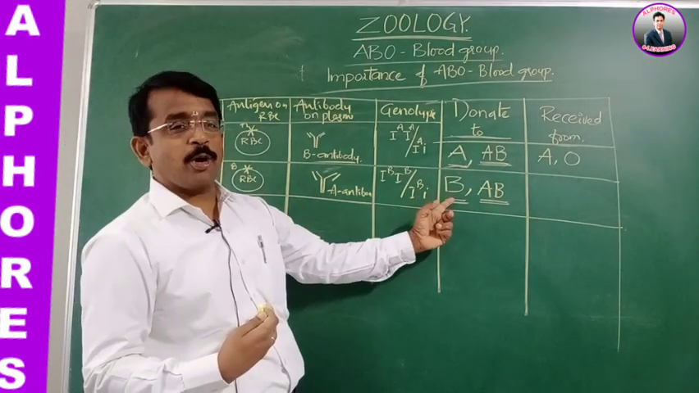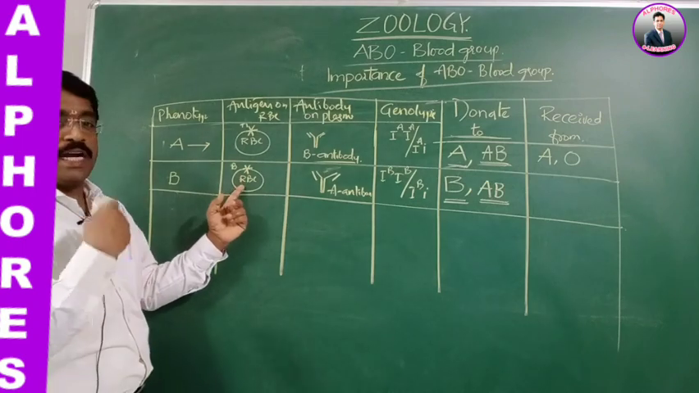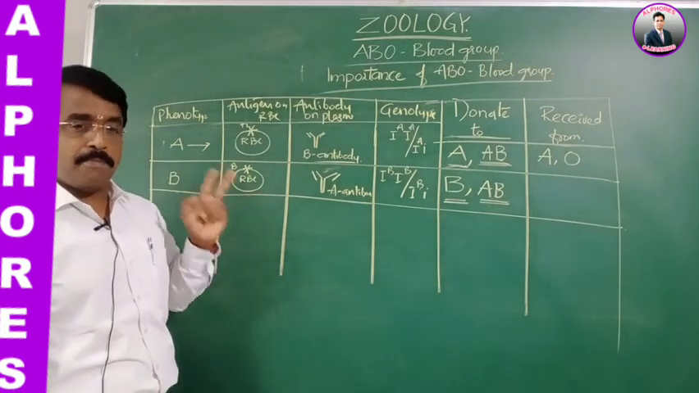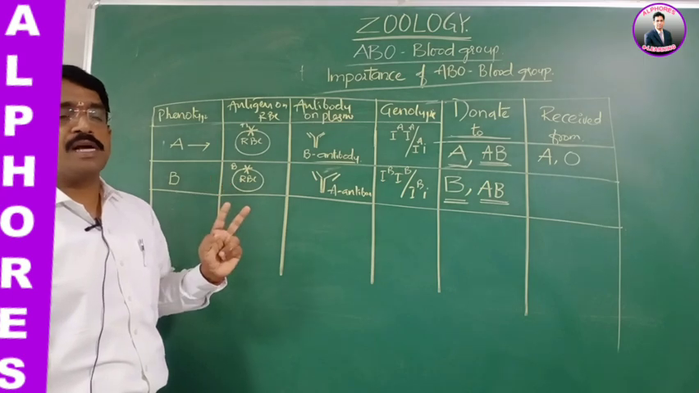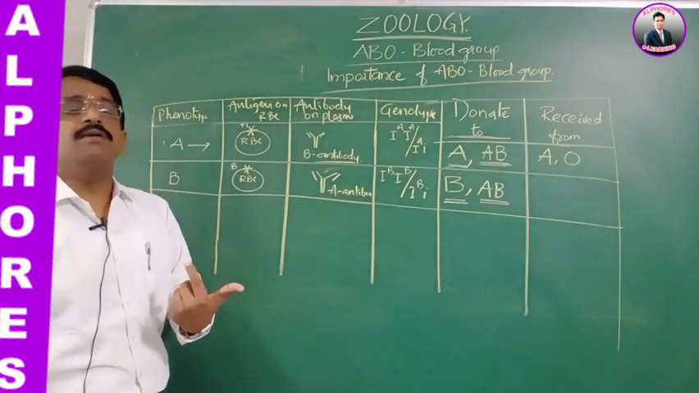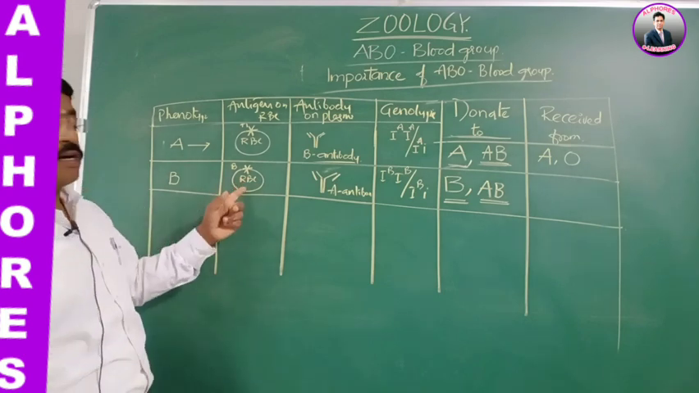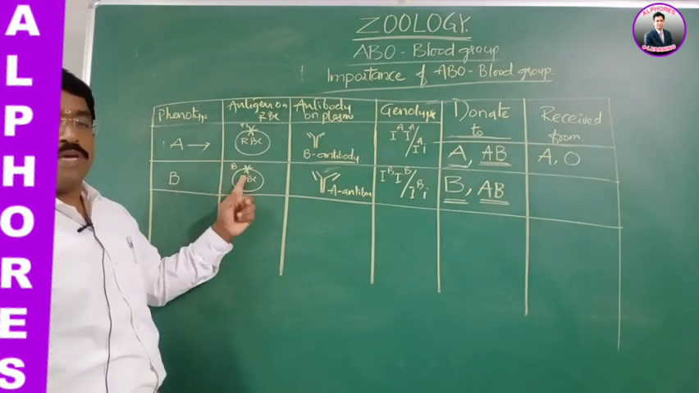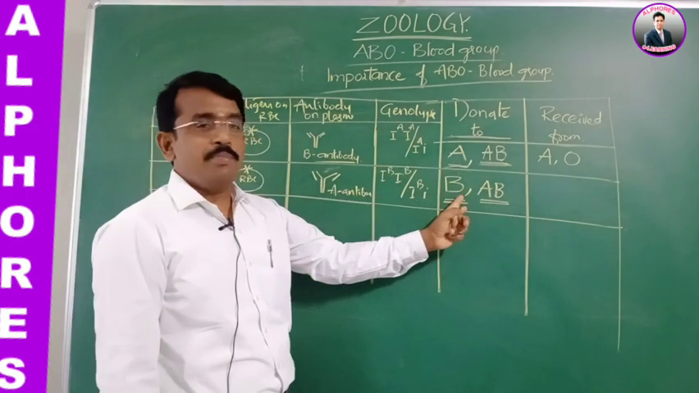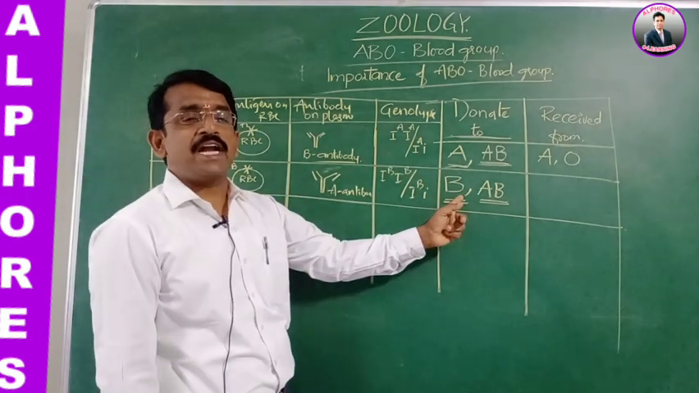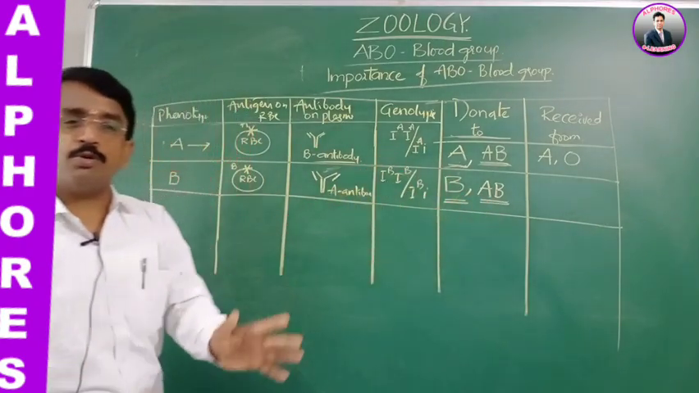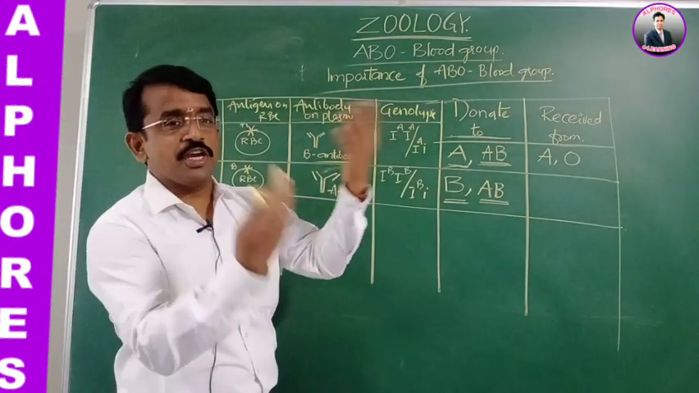Already we discussed donation. When it is donating, the parameter for clumping is the donor antigen and the recipient antibody. So here the donor B is with the B antigen. B produces the A antibody, so no problem. And AB does not produce antibody, so no problem. Next, received from.